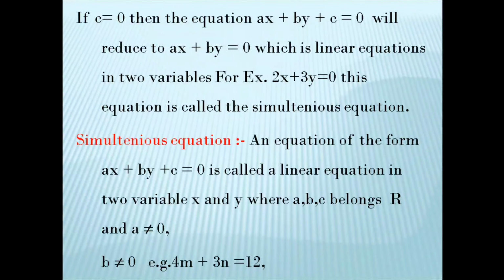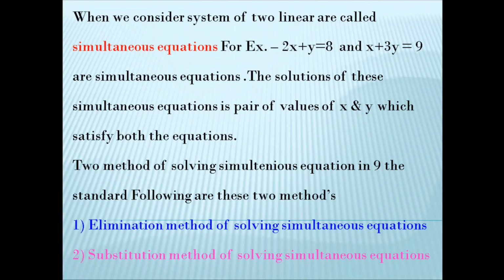For example, 4m plus 3n is equal to 12. When we consider system of two linear equations, they are called simultaneous equation. For example, minus 2x plus y is equal to 8 and x plus 3y is equal to 9 are simultaneous equations. The solution of this simultaneous equation is pair of values of x and y which satisfy both the equations.